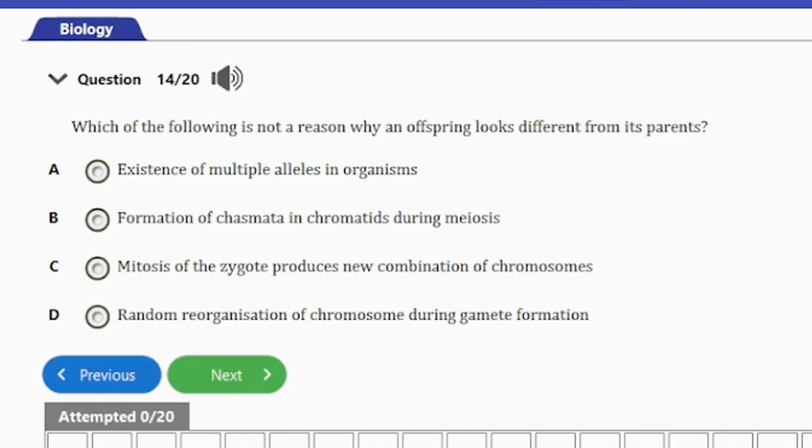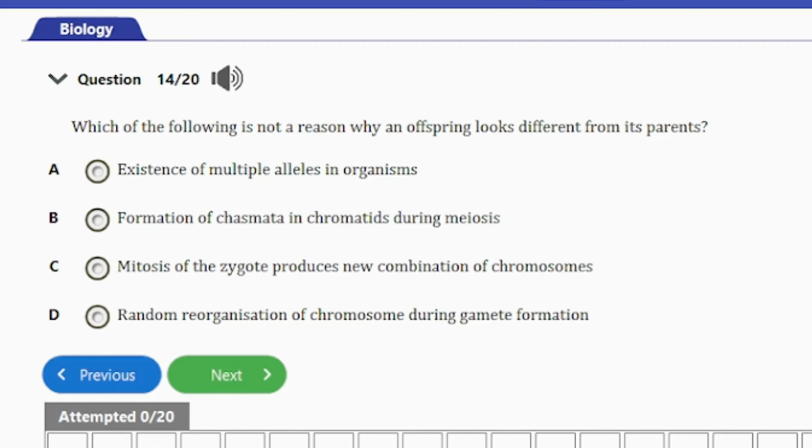And then D, random reorganization of chromosomes during gamete formation. So guys, the answer to this question is option C here. An offspring will actually look different from the parents due to genetic variation, which is in most cases caused by several factors such as random reorganization of the chromosomes during gamete formation, existence of multiple alleles in organisms, and formation of chiasmata in chromatids during meiosis.